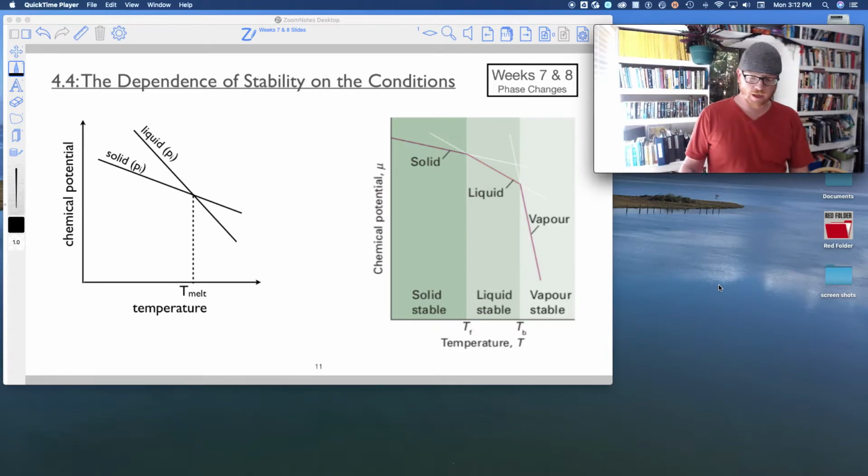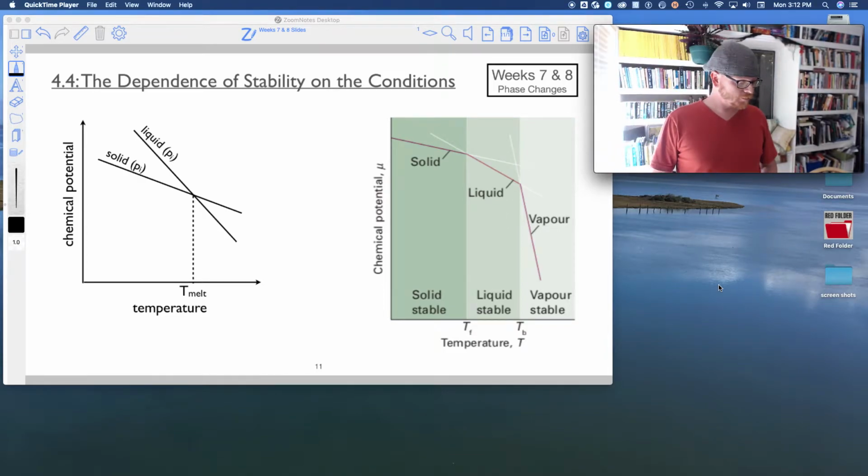Okay, hey folks, picking up right where we left off. I think that this should be the last video of our section on phase changes, but I've got a timer going, so we'll see how long this goes. It might end up being 2 if it goes too long.